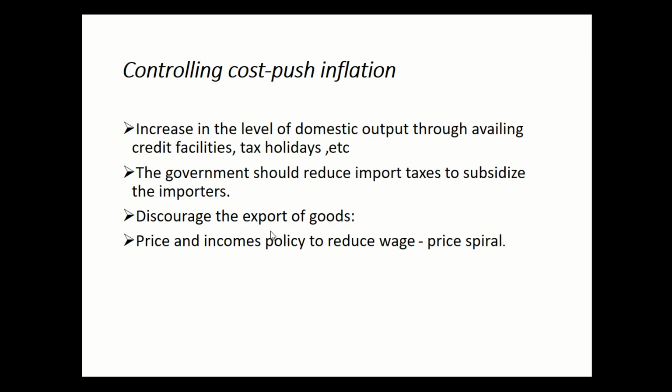There is also discouraging the export of goods. Discouraging exports will increase the commodities in the domestic market, which will increase the supply of goods and services and lead to a reduction in price. The last one is a price and income policy to reduce wages and prices, the CPI, in general. Those are some ways or policies to control cost push inflation.